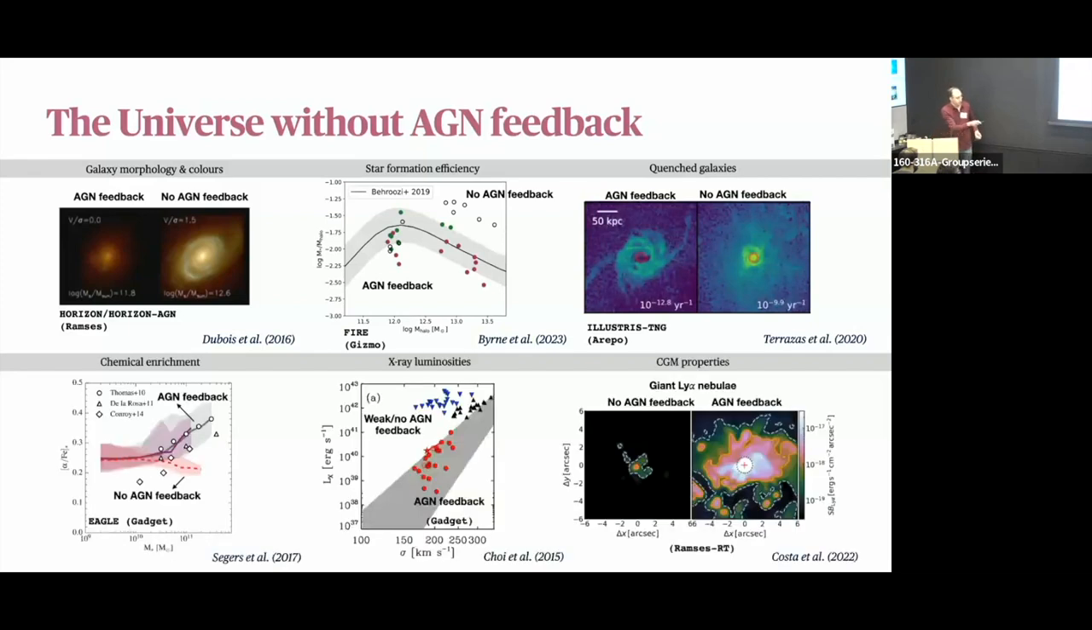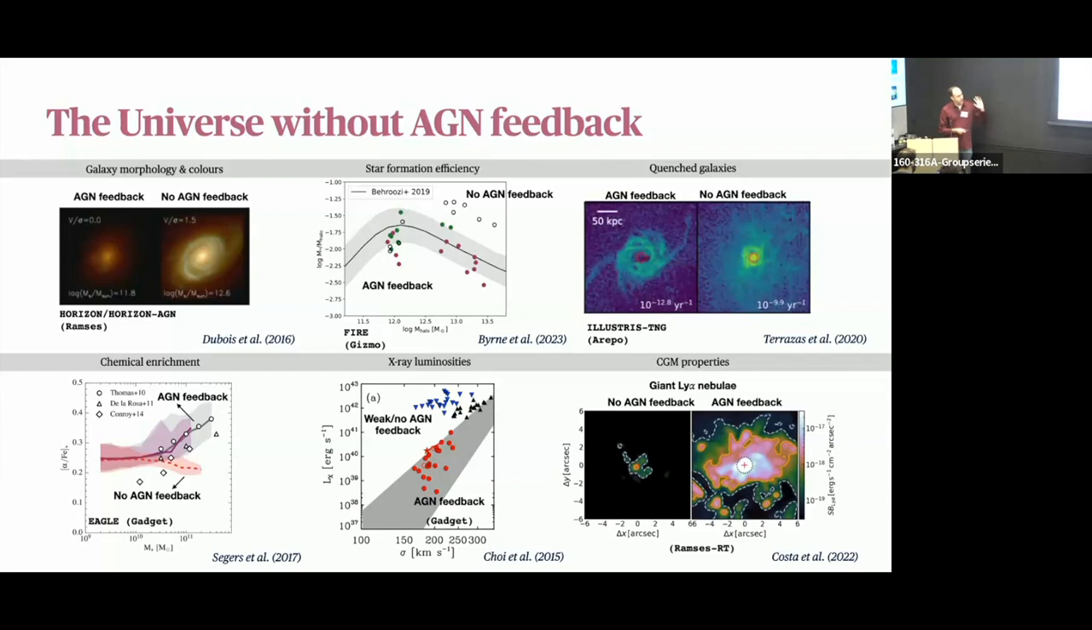So the chemical enrichment of star populations disagrees with data if AGN are excluded. You can reconcile it with data if you model that. X-ray luminosities are wrong. Lyman alpha nebulae are wrong if AGN is not included. And what's really striking about all these results is that they were arrived at independently by different groups with very different models, very different subgrid prescriptions for star formation, supernovae, different code, different bugs, etc.